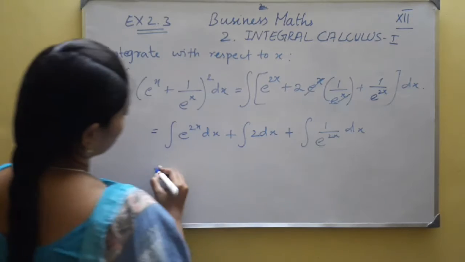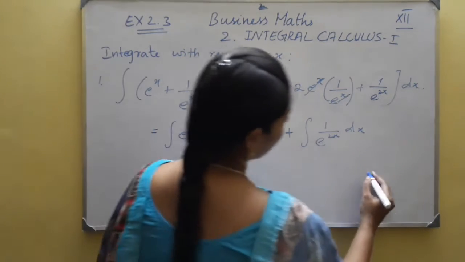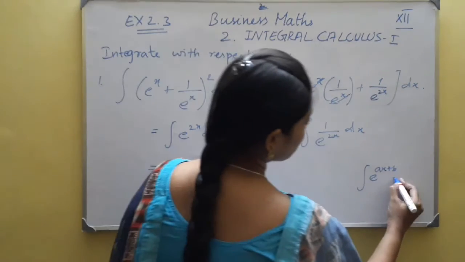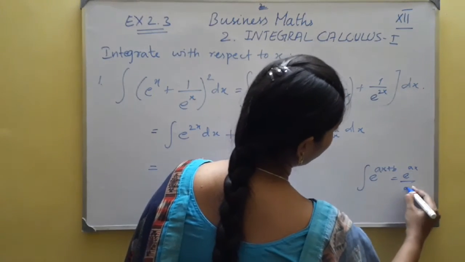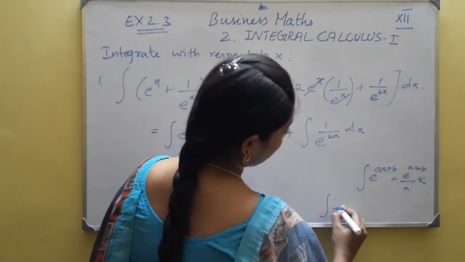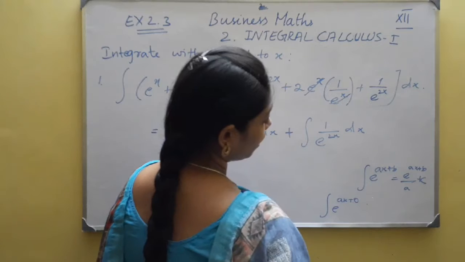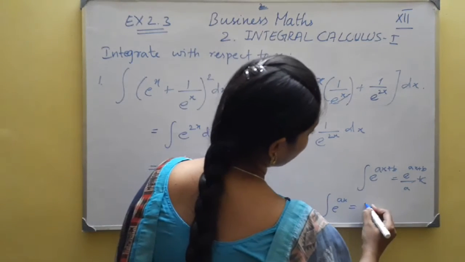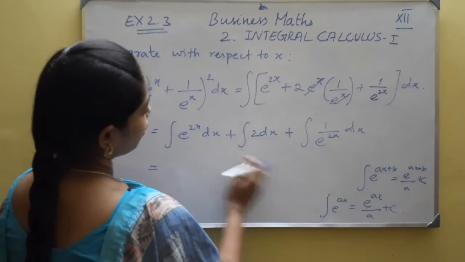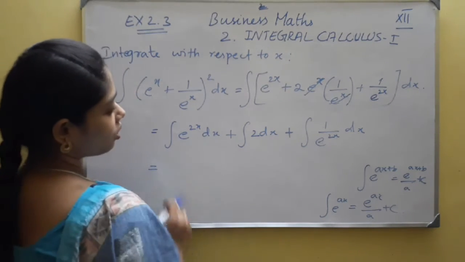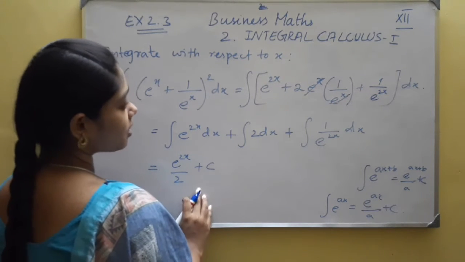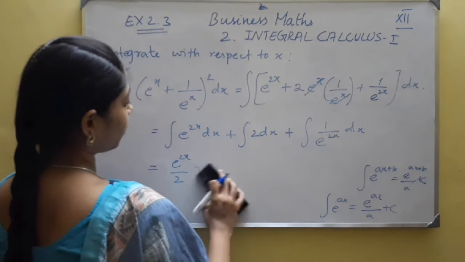This is actually by the formula integral e power ax plus b. If suppose you are having plus b, it is e power ax plus b divided by a plus c. And e power ax plus 0 can be written as simply e power ax. So this is also e power ax divided by a plus c, because your b is actually 0 here. So you want to write e power 2x divided by 2. No need to write plus c here itself. After completing all the integration part, we can write plus c.